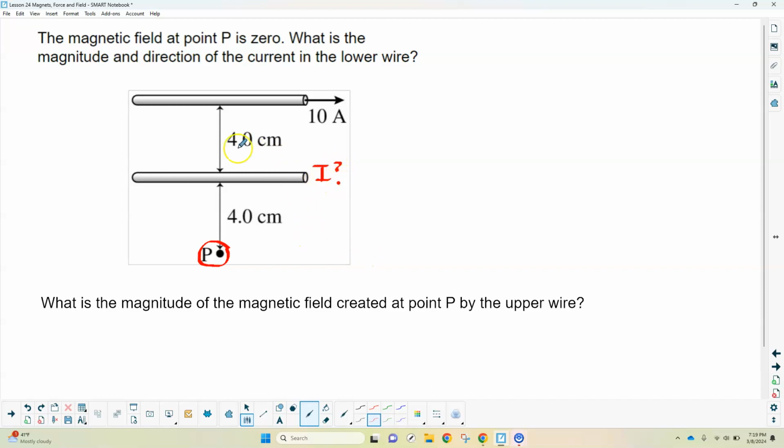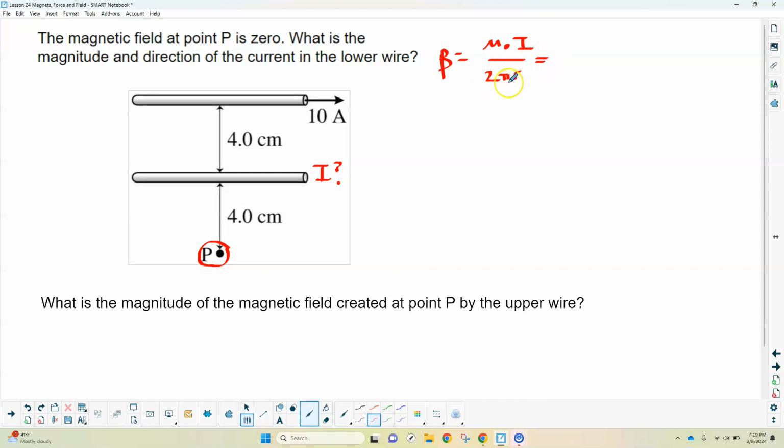So we have this wire, and we can figure out a couple of ideas here. If we're doing our equation B, that's what it says here. What is the magnetic field created at a point P by the upper wire? B equals the same equation that we just had: μ0 I over 2πr.